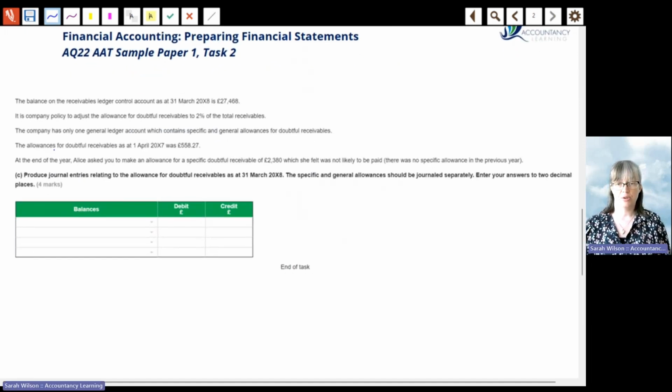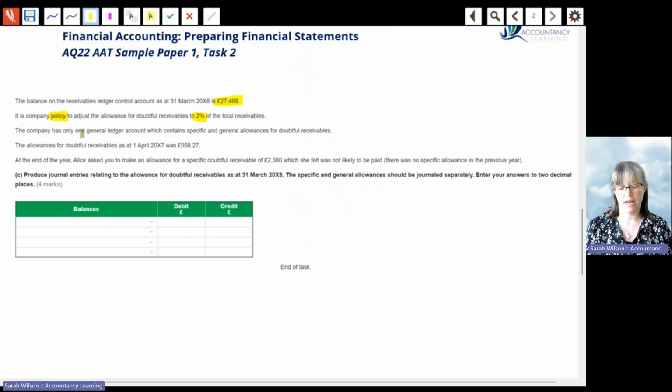Now, for this last question then, we are going to be looking at our doubtful debts. So let's go through the question. The balance on the receivables ledger control account at the end of the year is 27,468. The policy is to adjust the allowance for doubtful receivables to 2% of total receivables.